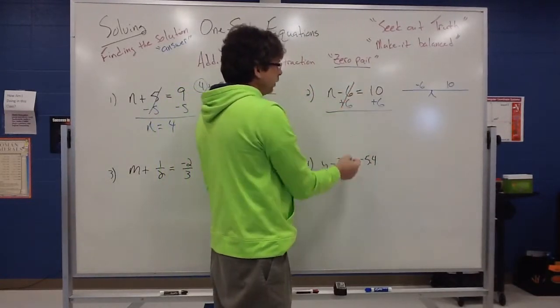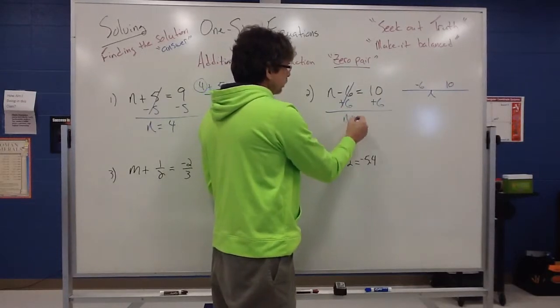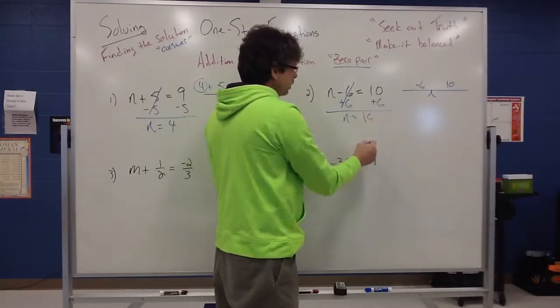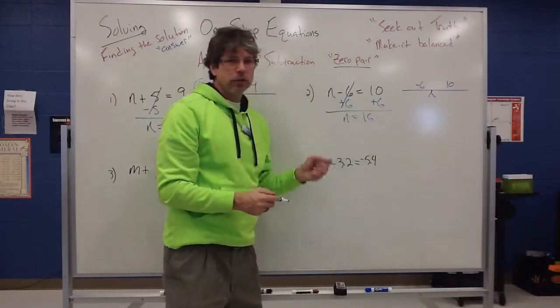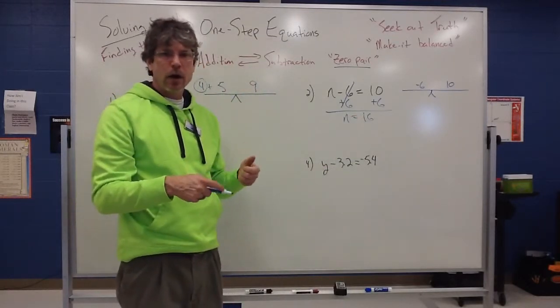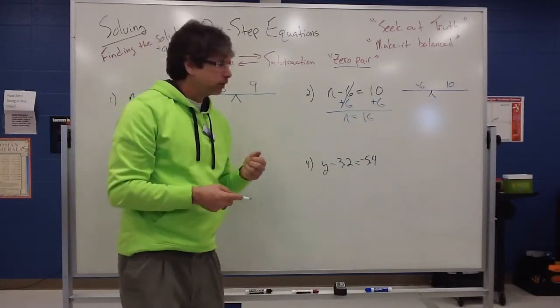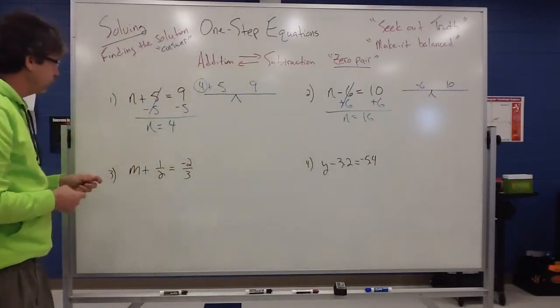So those negative 6 and positive 6 will zero out. N equals then, and 10 plus 6 equals 16. And that is actually my solution to this problem. So I can actually do it kind of what we call algebraically, using strategies. So let's look at this next example.